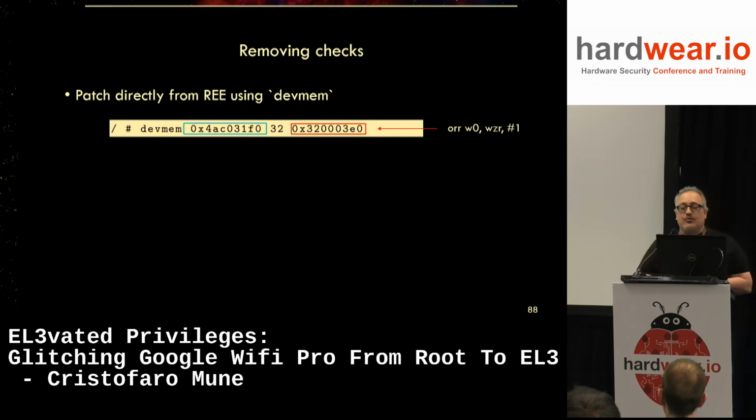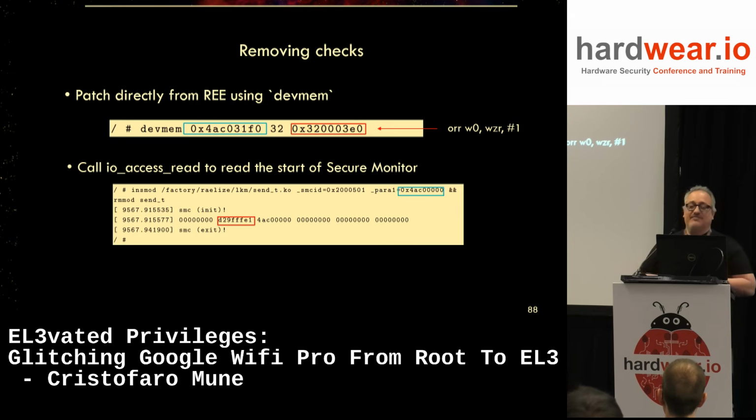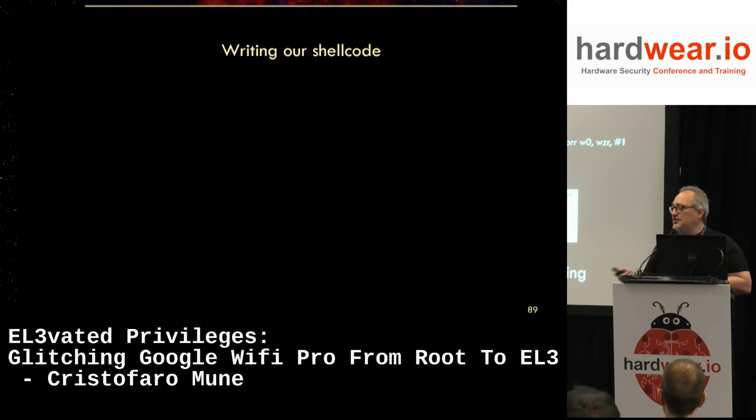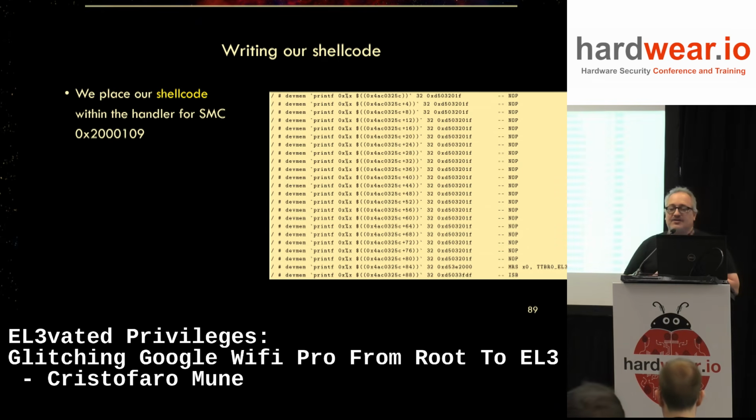So, long story short, we can now write and read from devmem from user space. We can patch directly using devmem. My apologies. And now we can use an IO access read to read the start of the secure monitor, which is intended like this. So this brings us an arbitrary read and write with EMFI glitching. And we have done this by changing the XPU. Now everything is trivial.